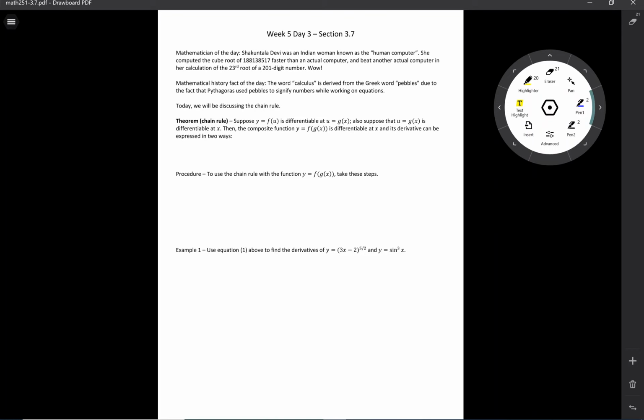Last lesson, we took a brief intermission from derivatives to talk about some applications of derivatives, but today we are back to learning about different derivatives that we can find.